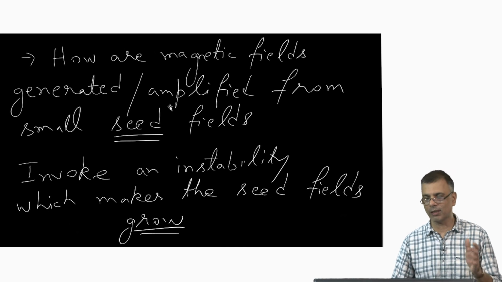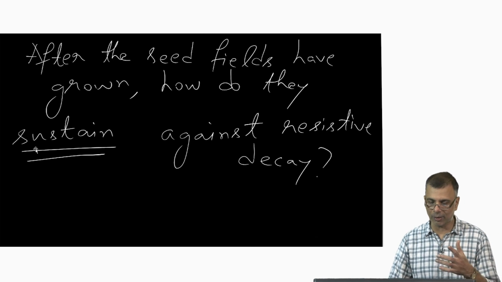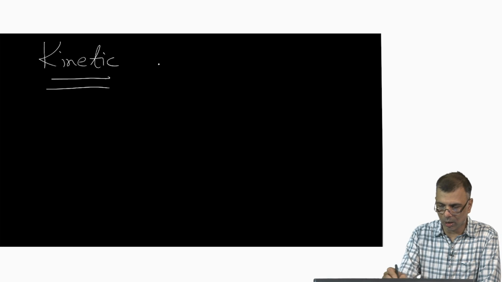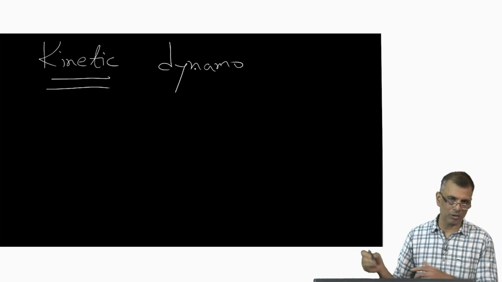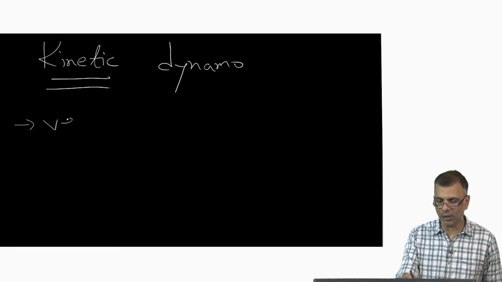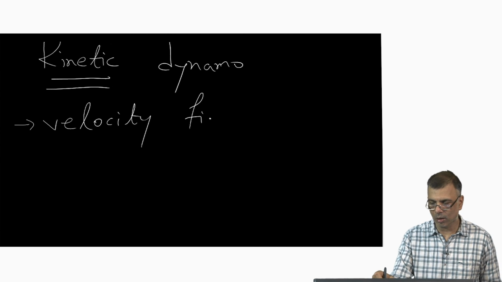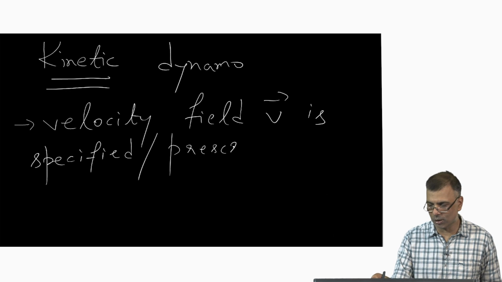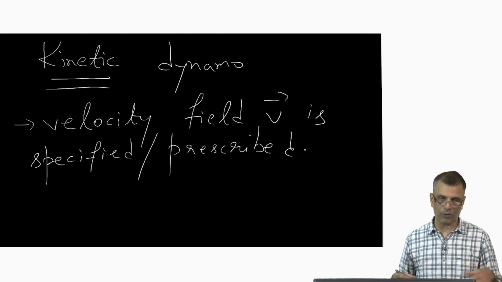But you have to wonder now, why did I suddenly start talking about dynamos and so on and so forth? Evidently, it has some connection with the Alfven flux freezing theorem, right? So the most common approach to these two questions, how are magnetic fields generated or amplified from the small seed fields, and having amplified them, how do they sustain against magnetic decay? The most common approach is what's called a kinetic dynamo. Rather, this was historically the first kind of approach, where the velocity field V is prescribed or specified. I don't bother about how this came about. It's given to me from certain observations which we will discuss.